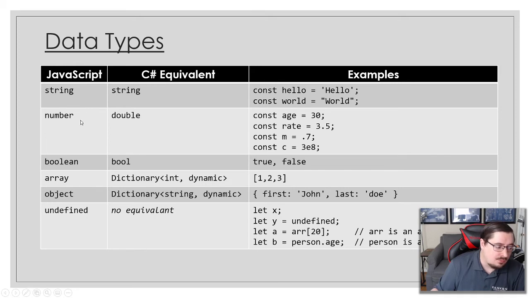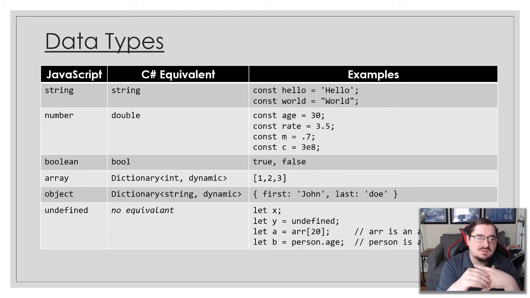You can also have numbers in JavaScript, but the only number type that exists is a double, right? So if something is a number, the C# equivalent of that would be a double. There's really no integers in the world of JavaScript, in the same way that there are in C#.